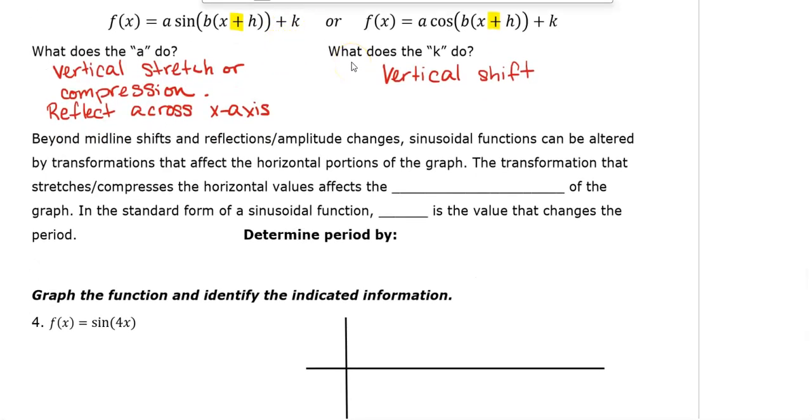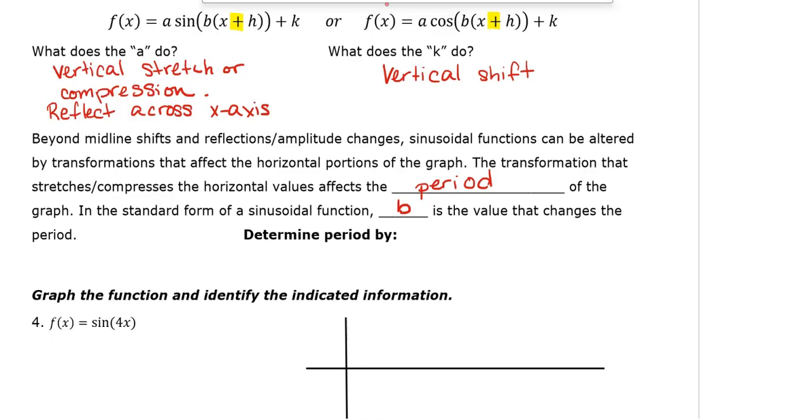All right, so beyond midline shifts and reflections, amplitude changes, sinusoidal functions can be altered by transformations that affect the horizontal portions of the graph. The transformation that stretches or compresses the horizontal values affects the period of the graph. In the standard form of a sinusoidal function, b is the value that changes the period.